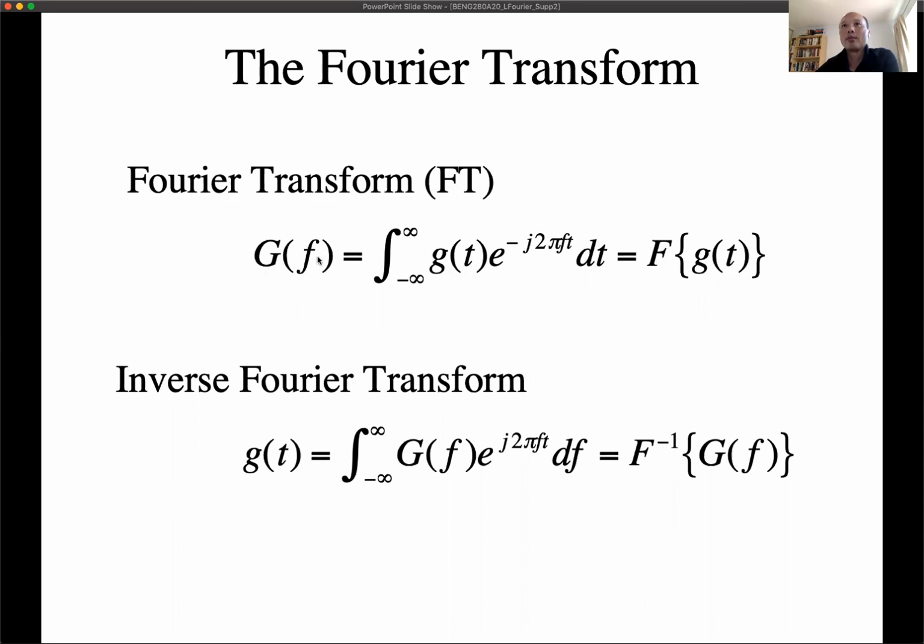The amazing thing is, once I have G of f, I can multiply it by the complex conjugate of this term. The complex conjugate of e to the minus j 2 pi f t is simply e to the j 2 pi f t, so the only difference is that here there's a minus sign, and here there's no minus sign. Under the right circumstances, this equals g of t. So this is now the inverse Fourier transform, and we denote that as F inverse of G of f.